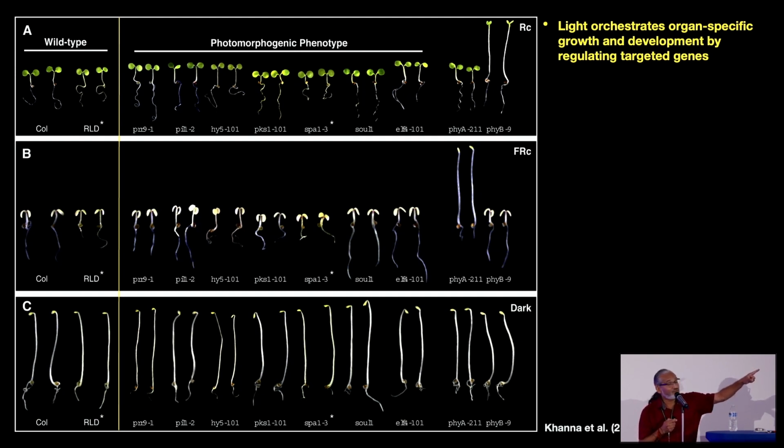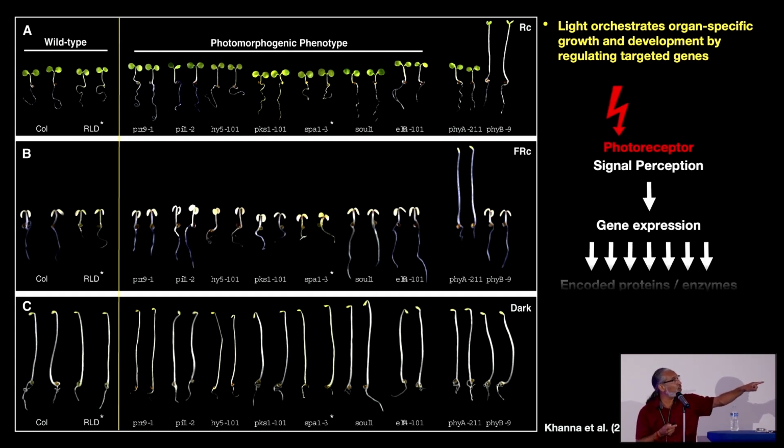In red light, phyB, phy stands for phytochrome, which is a photoreceptor. When phytochrome B is missing, the seedling is unable to see red light. See, it's tall like it is in the dark. When phyA, phytochrome A, is missing, the seedling is unable to see far red light. So these photoreceptors are very important.